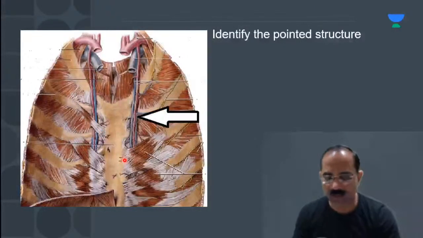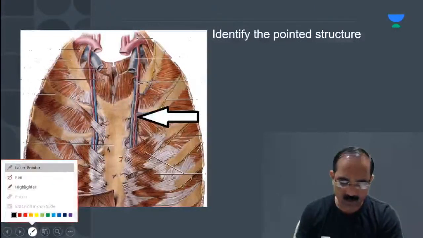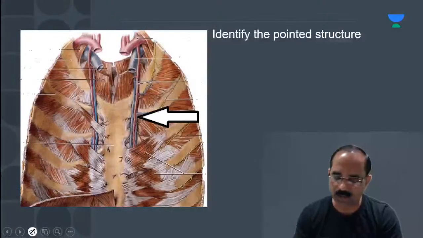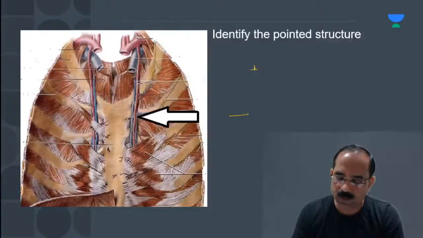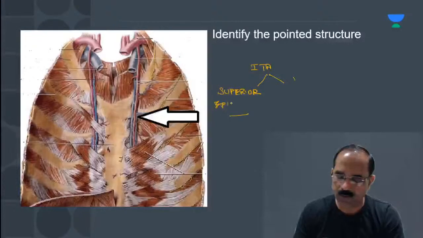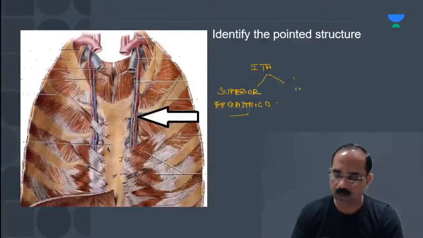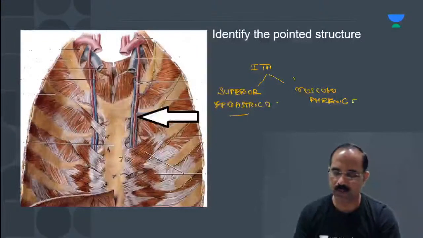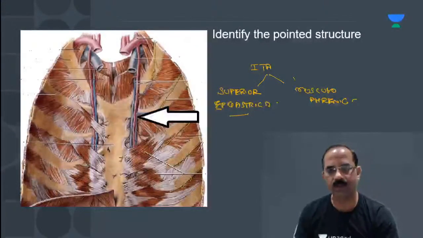Now this internal thoracic is going to divide into two branches. It divides into two branches. So the internal thoracic artery divides into, can anyone answer this? This is the superior epigastric artery, and this is the musculophrenic. Superior epigastric and musculophrenic. Okay?